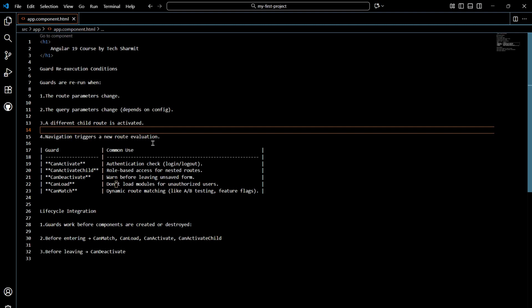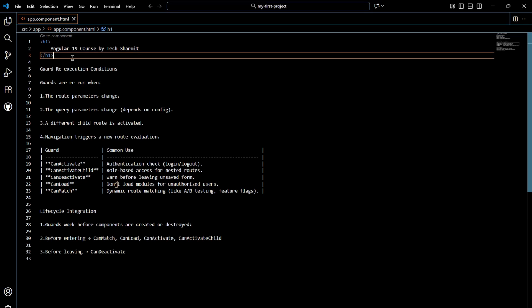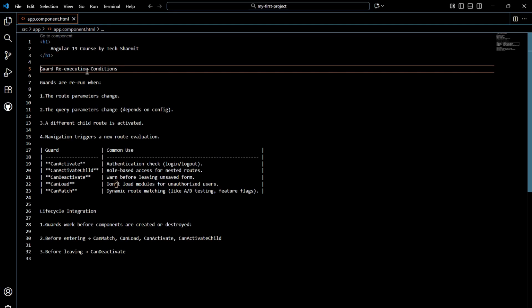Alright, so let's get started. Here you can see we have the first heading that shows Angular 19 course by Sharmit, which is just for introductory purposes. And then after that, we will start with the topic, that is route guard re-execution conditions.